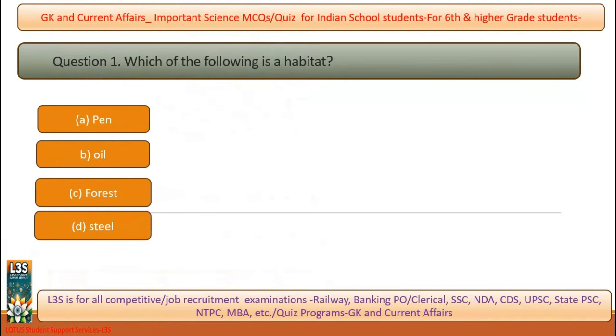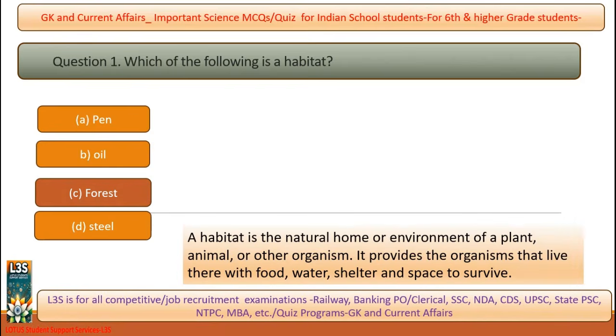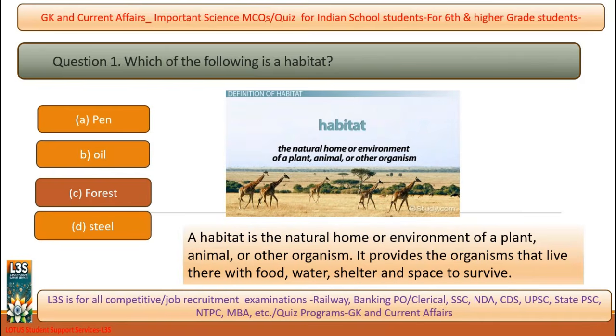First question, which of the following is a habitat? Options are a pen, oil, forest, still. And the right option is C, forest. What is a habitat? Habitat is the natural home or environment of a plant, animal or other organism. It provides the organisms that live here with food, water, shelter and space to survive.